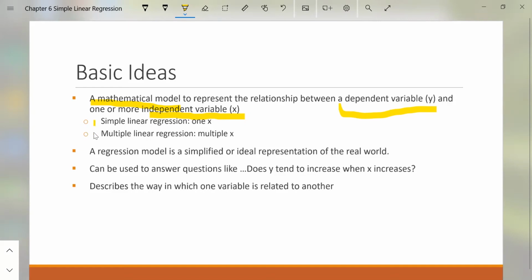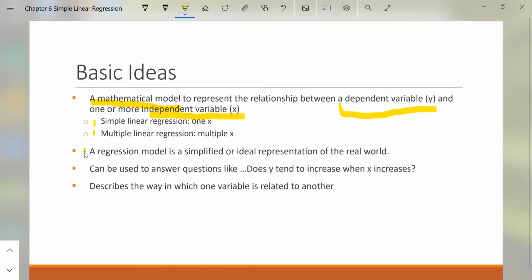And when we consider multiple x's, then we say that's the multiple linear regression. But the idea and basics are the same, whether we are looking at simple linear regression or multiple linear regression. Okay? And we use regression really to represent what we observe in the real world, and we want to have it simplified. Because when you look at data, right, they are numbers, and you want to use a simple way to describe how one variable is changing with the other.